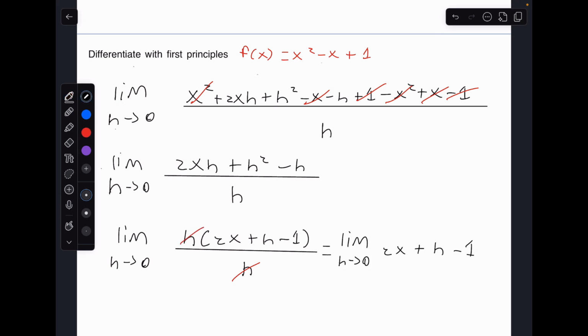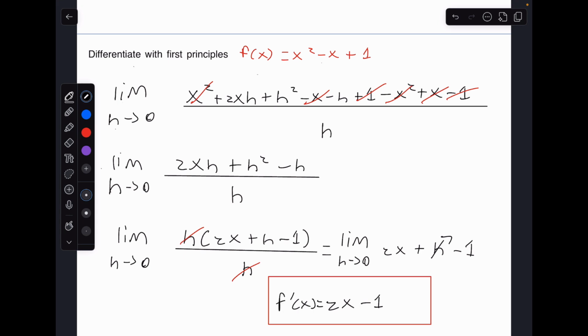Okay, so now applying the limit. This one's really easy. I'm just going to make a big red box down here. Apply that limit in, that h is going to go to 0, and there's no other h in here. So the limit as h approaches 0 of 2x plus h minus 1 is just 2x minus 1, and that is f prime. So we just differentiated that function using first principles.